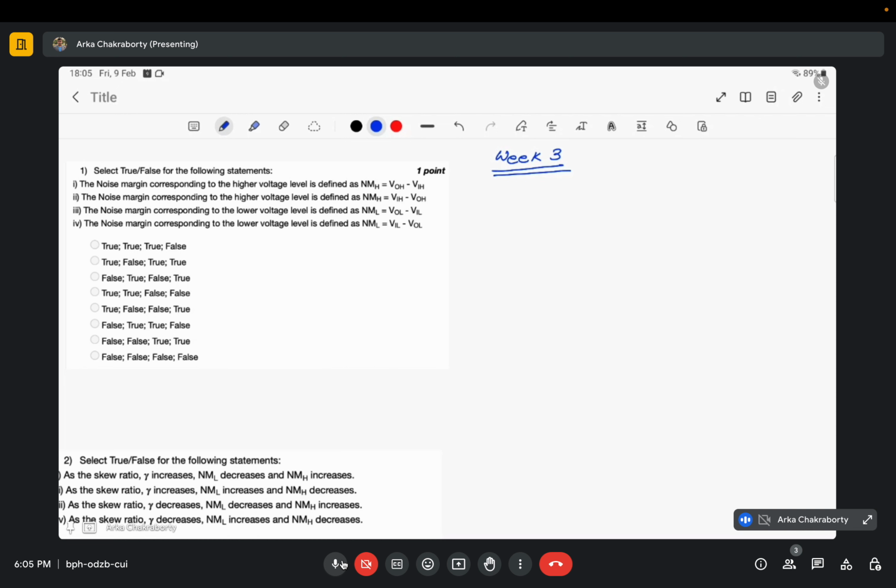So what we will be doing is taking previous year's week three assignments, and I will be solving them for you so that you can get a guideline and understand how to tackle such kinds of problems. Okay, so let us start. The first problem statement is a true false. Let us look at what has been asked.